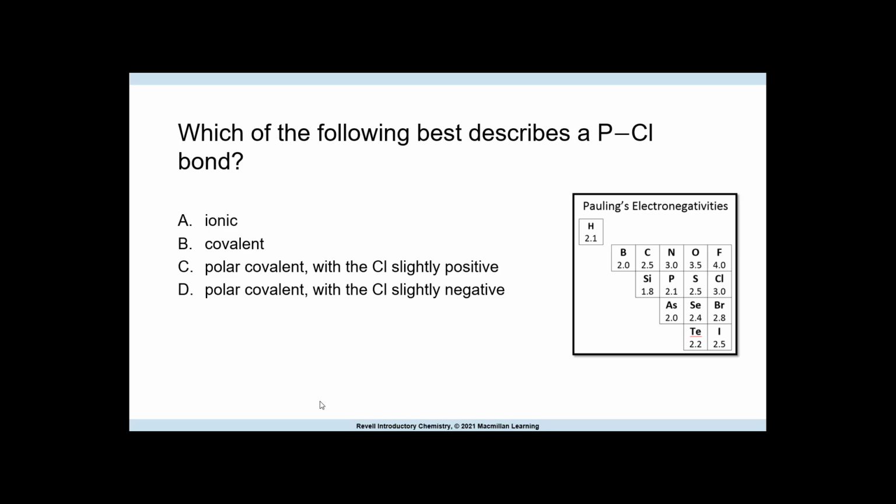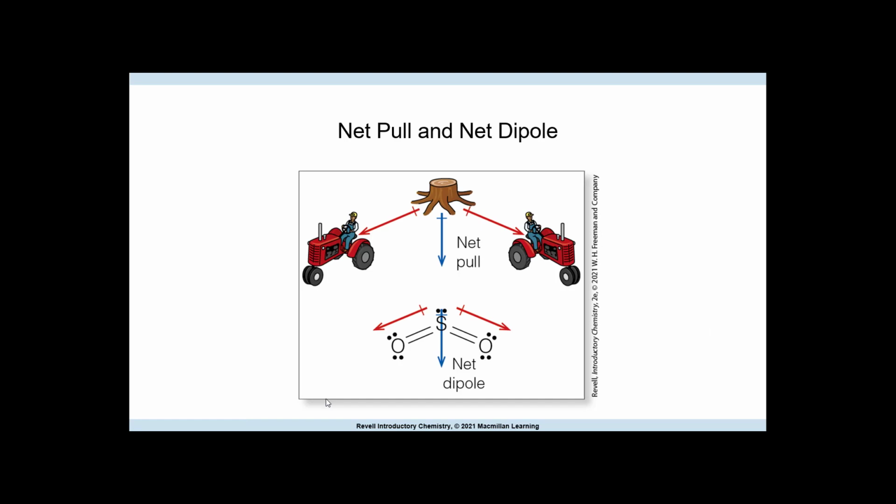Which of the following best describes a phosphorus chlorine bond? Well, first thing is we have to subtract one from the other. So we have a 3.0 and a 2.1. That's 0.9. So it's above 0.5. So it's polar covalent, but I'm going to say it's slightly, with the Cl would be slightly negative. Why? Because it's a larger value, so it's more electronegative than the phosphorus. The phosphorus would be slightly positive.